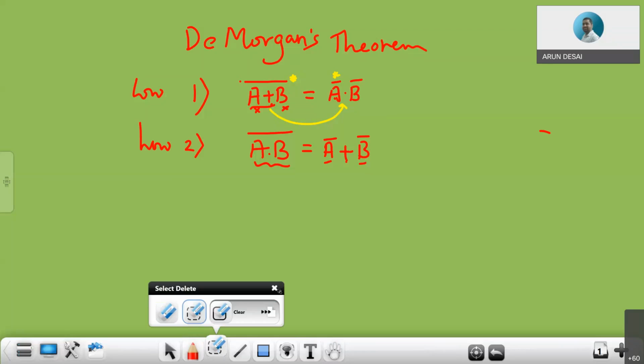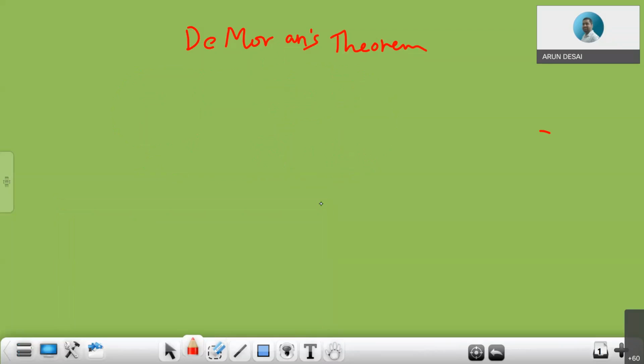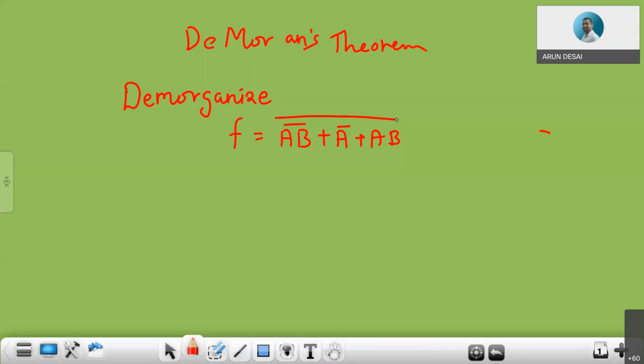So you can use a few rules over there. The question is like, De Morganize the expression, whole complement. Okay. So try to solve this.